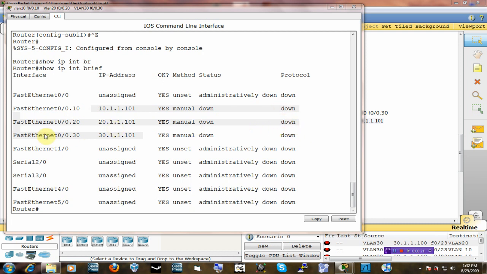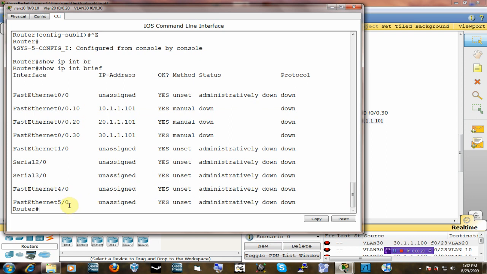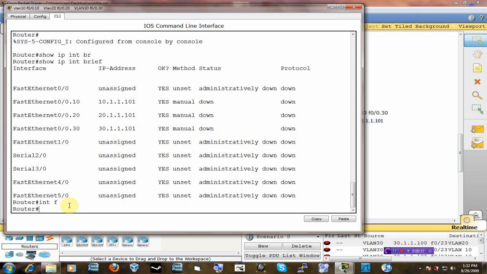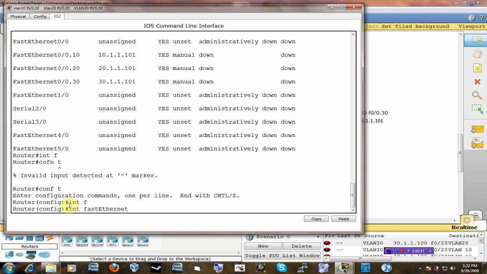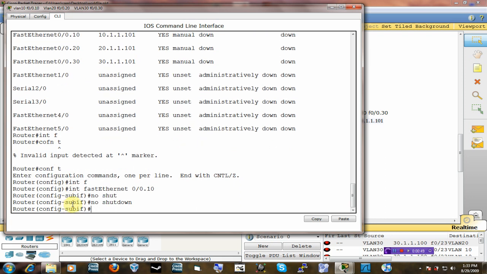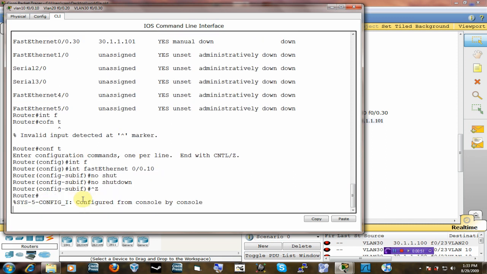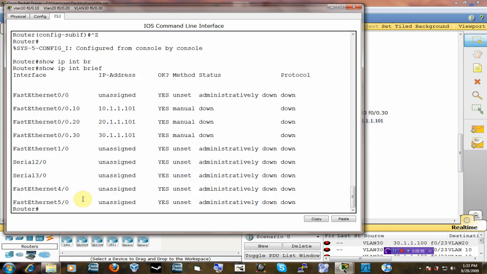You can go into FastEthernet 0/0.30 and turn it on, but it will not turn on. So I'll show you what I'm talking about. If I wanted these interfaces to come up, and I went to 0/0.10 and said no shutdown, it's not going to do anything. If I did show ip interface brief, that interface is still down.